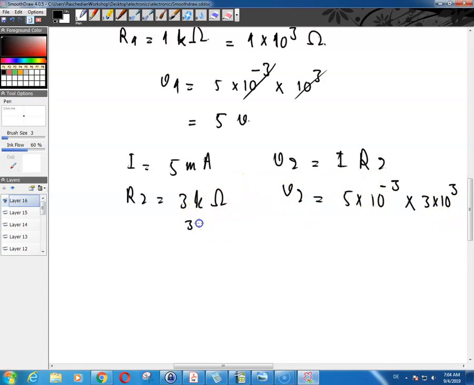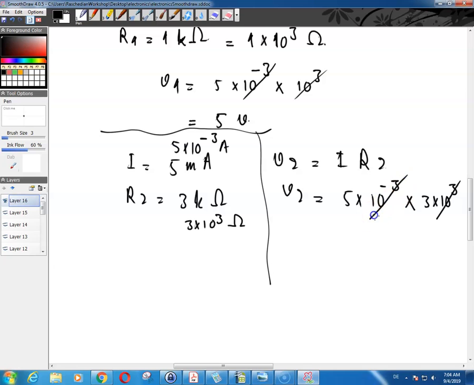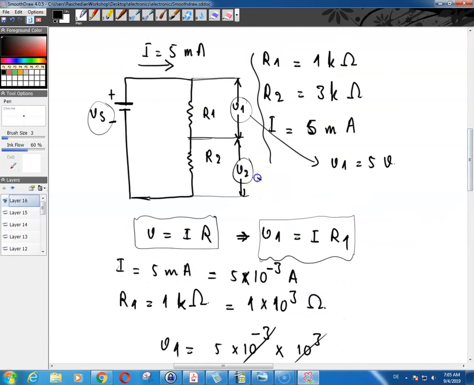So this is 3 into 10 raised to the power 3 ohms, and this is 5 into 10 raised to the power negative 3 amps. Okay, so then these two will cancel out, and that is 5 times 3, which is equal to 15 volts. So V2 is equal to 15 volts.